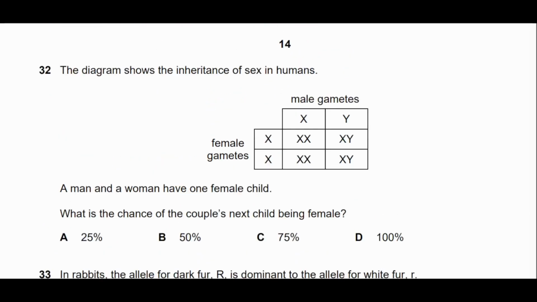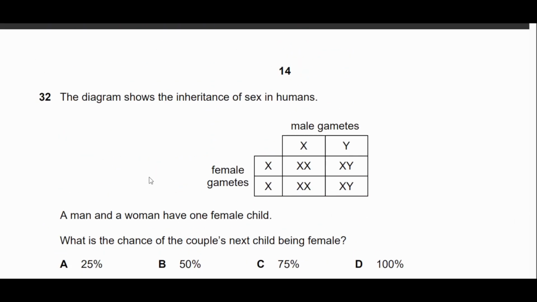32. The diagram shows the inheritance of sex in humans. So a man and a woman have 1 female child. What's the chance of the couple's next child being female? Okay.